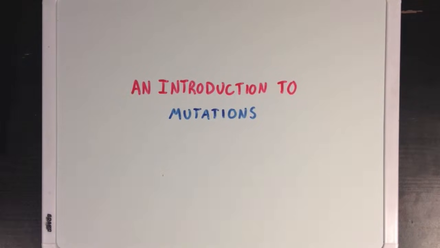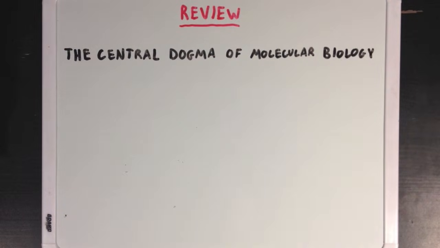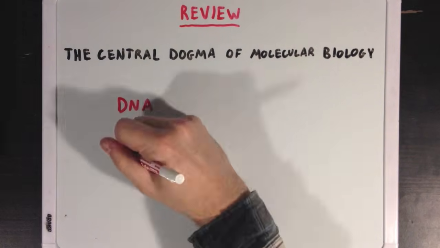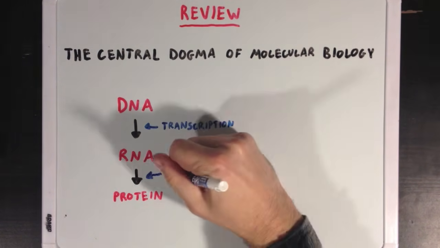Today I'm going to give you a quick introduction into genetic mutations. But first, let's go over the central dogma of molecular biology, which is just the idea that genetic information in a cell is stored in the form of DNA, and this DNA is used to generate complementary RNA through a process called transcription. That RNA is then used to synthesize a corresponding protein through the process of translation.